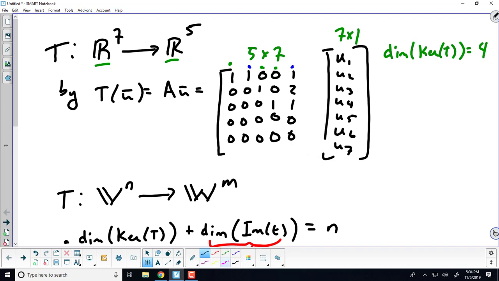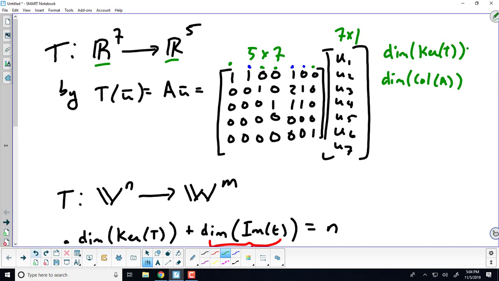So let's see. We're missing 0, 1, 1, 0, 0. Then we have 0, 0, 0, 0, 1. Oops, that's still a pivot column, and then this corresponds to a free variable. So then we've got the dimension of the column space. Let's do this one more time. All right, the kernel corresponds to the number of free variables that we have, and we've got 1, 2, 3, so that comes out to be 3.